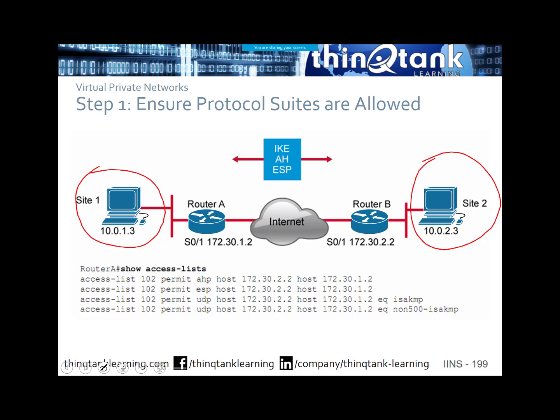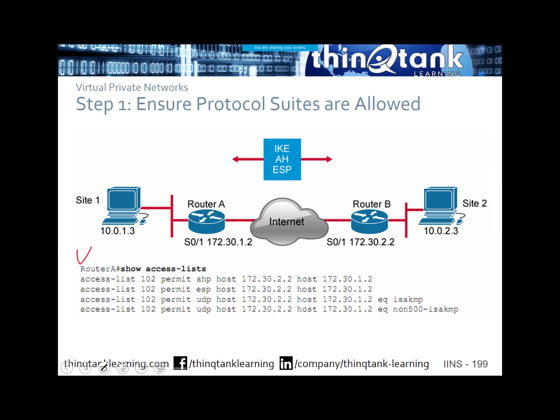Now, site 1, we'll just say that's our branch location, wants to communicate to site 2, which is our HQ location. Well, 10.0.1.3 and 10.0.2.3 are completely different subnets. And these subnets are not routed over the internet. So there has to be a way for us to define reachability between these two endpoints without routing the traffic over the internet. Of course, we also want to add security on top of this process to ensure that we have secure communication.